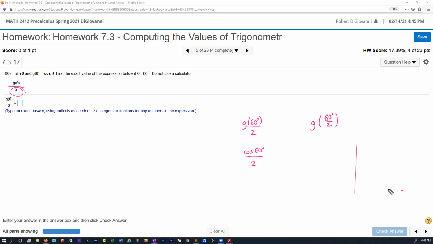So cosine of 60, I go to my angles here, this one, that has an x-coordinate of 1/2. So that's what we're interested in because we're talking about cosine. So this will be equal to 1/2 divided by 2. I'm going to write 2 on the bottom as a fraction. Then I'm going to flip it up, and then multiply straight across, and I just get 1 over 4. So 1/4.